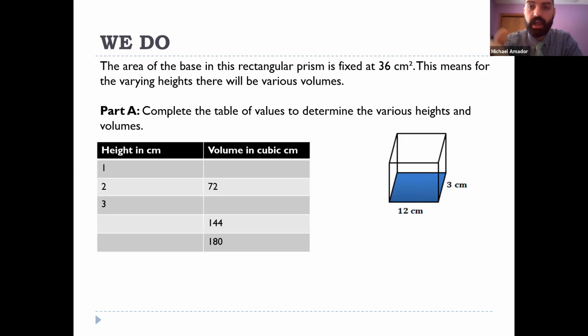So for varying heights, like if we increase the height of this rectangular prism, the volume is going to change. So for varying heights, there will be various volumes. Part A is complete the table of values to determine the various heights and volumes. Lemuel, I'm unmuting you. What are we trying to solve here?